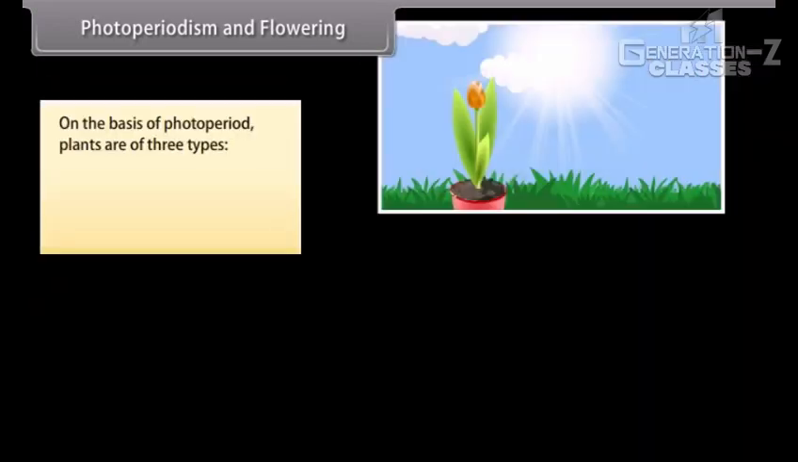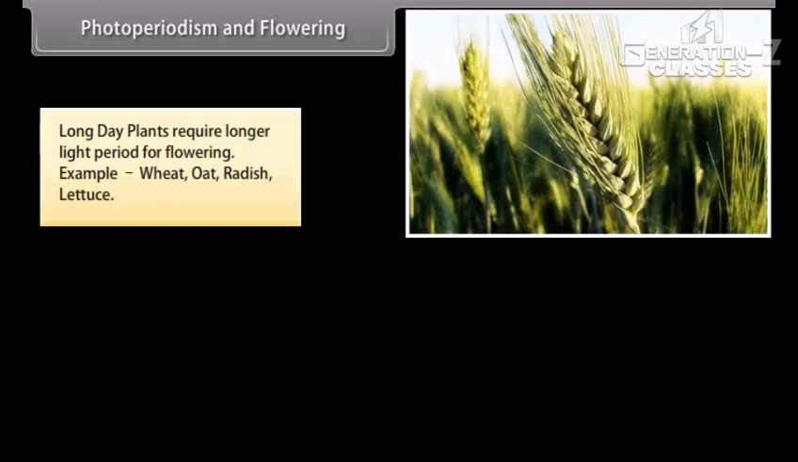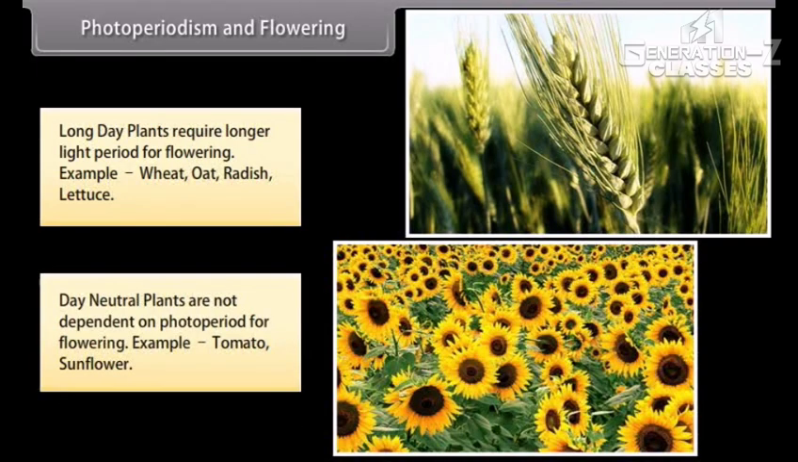On the basis of photoperiod, plants are of three types: short day plants, long day plants, and day neutral plants. Short day plants require longer dark period for flowering. Example: tobacco, rice, dahlia. Long day plants require longer light period for flowering. Example: wheat, oat, radish, lettuce. Day neutral plants are not dependent on photoperiod for flowering. Example: tomato, sunflower.